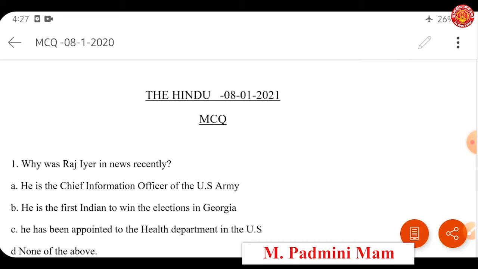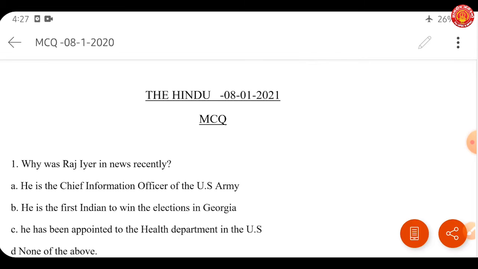In this segment, we are going to analyze, understand and discuss multiple choice questions that are based on the Hindu dated 8th of January 2021.